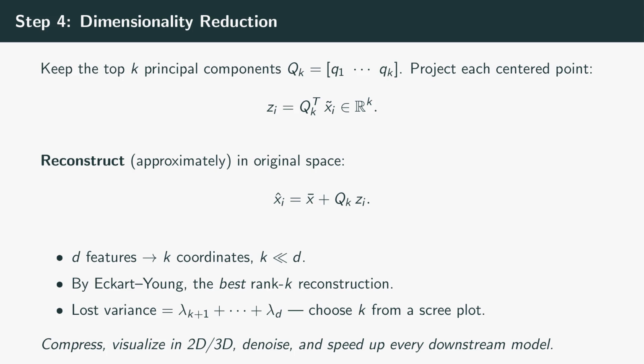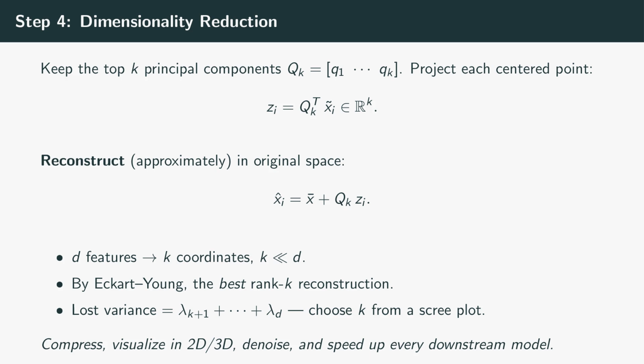Step 4 turns the components into actual compression. We keep only the top k principal components and gather them as the columns of a matrix Q sub k. To reduce a sample, we project its centered version onto these k directions, producing just k numbers, zi. We have replaced d features, maybe thousands, with k coordinates, where k is tiny. To go back, we reconstruct approximately, add the mean back, and rebuild from the k components.